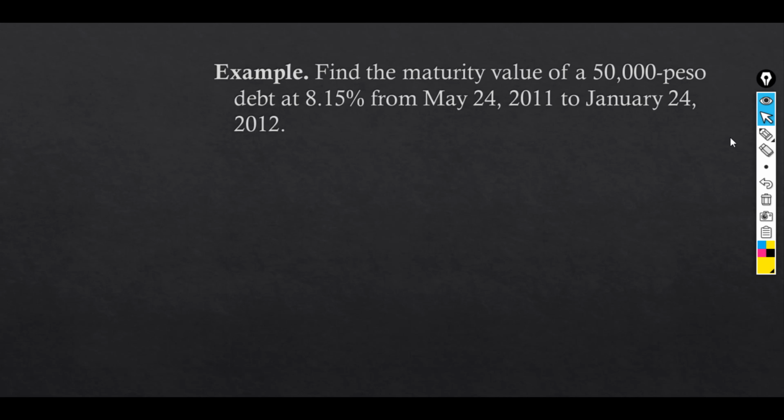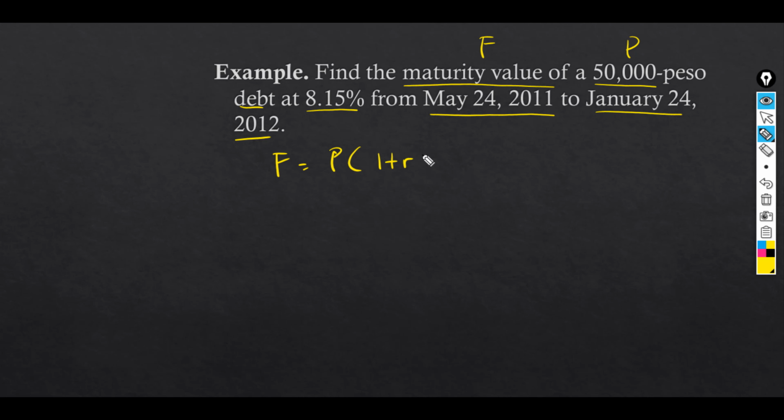Last example. Find the maturity value. So, maturity value again. Find F of a 50,000 peso debt, which is the principal, at 8.15% from May 24, 2011 to January 24, 2012. F equals P times 1 plus RT. Substitute the given. P is 50,000, 1 plus R is 0.0815 times... how do we get the time?